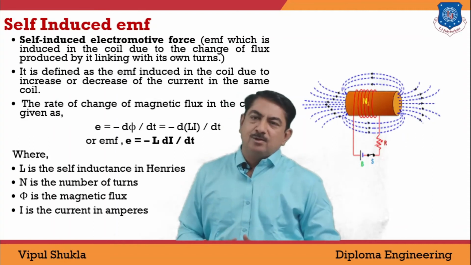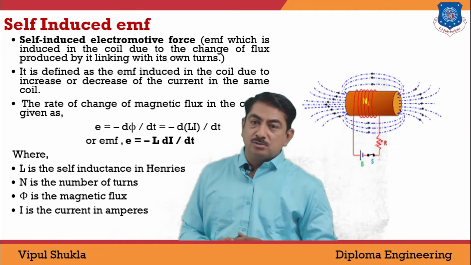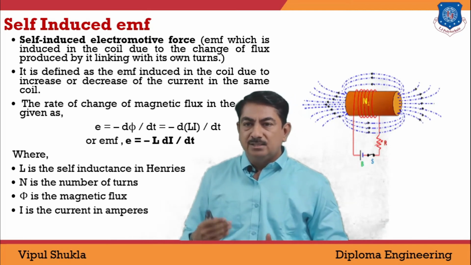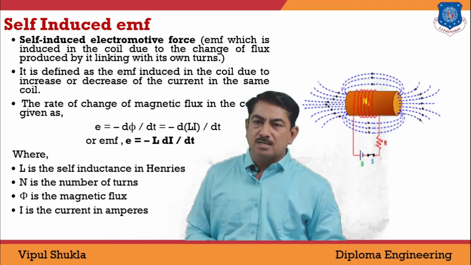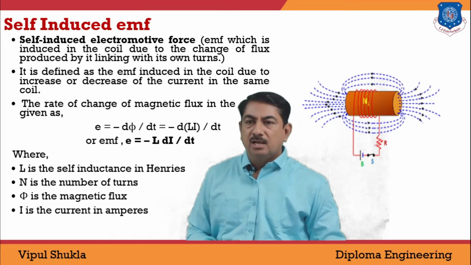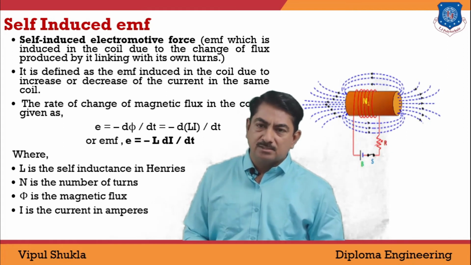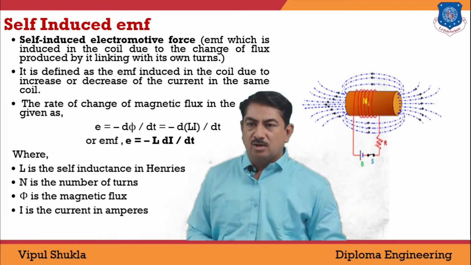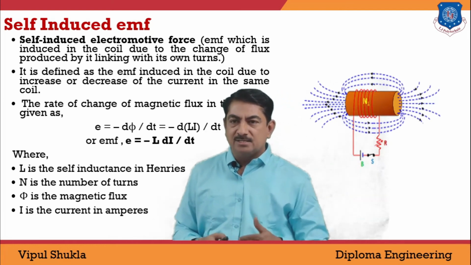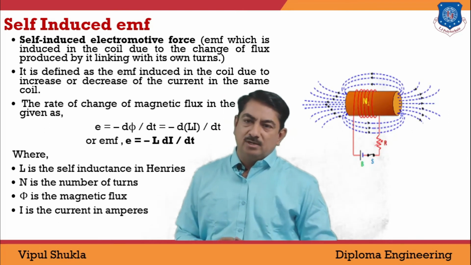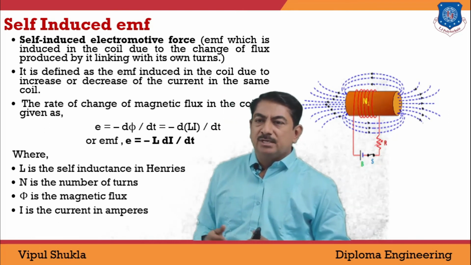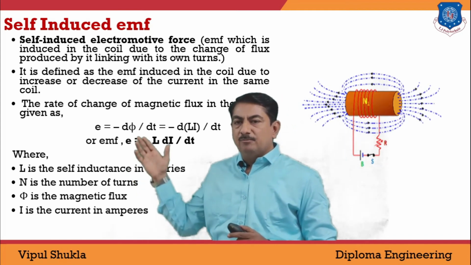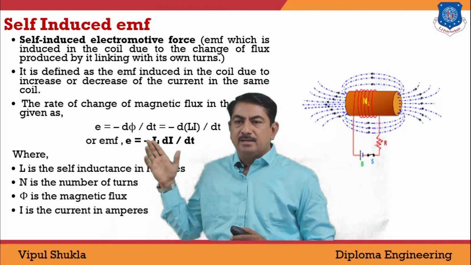What is a self-induced EMF? Self-induced EMF is an EMF which is induced in the coil due to the change of the flux produced in it, linking with its own turns. It is defined as the EMF induced in the coil due to increase or decrease of the current in the same coil. According to Faraday's laws of electromagnetic induction, the EMF is given by minus N d phi by dt.